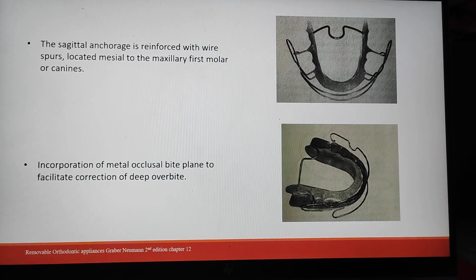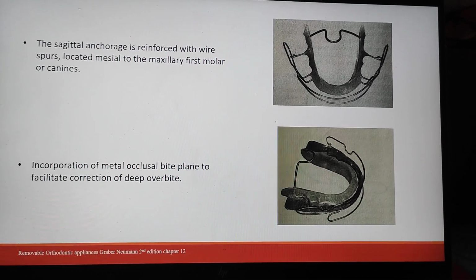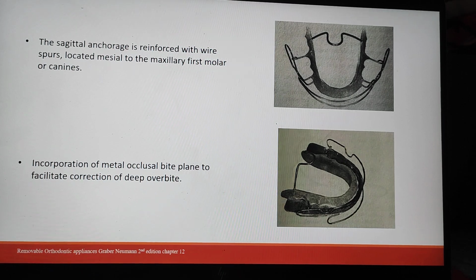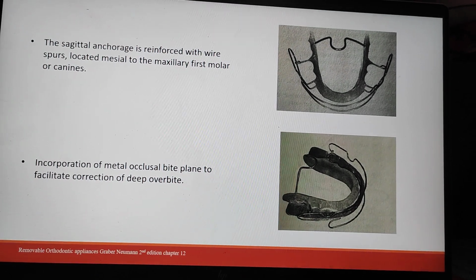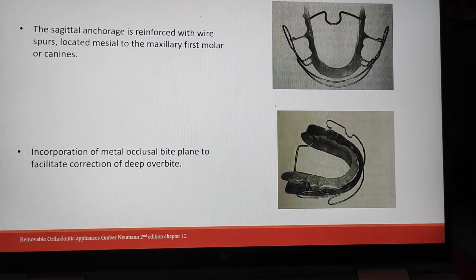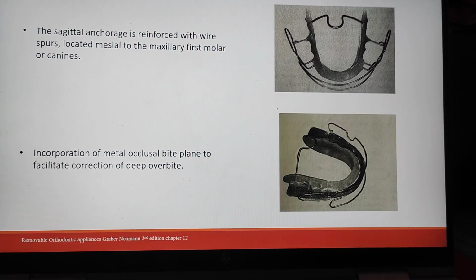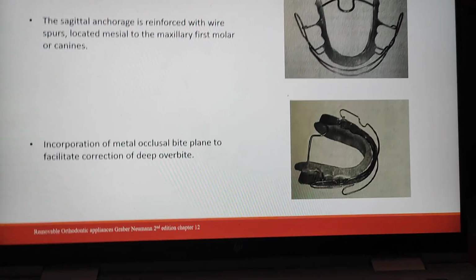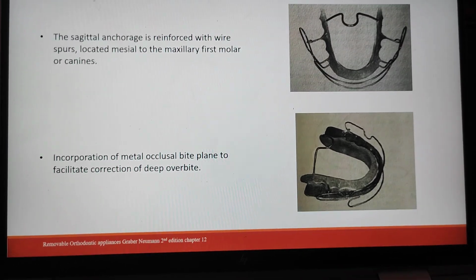Then the sagittal anchorage is reinforced with wire spurs located mesial to the maxillary first molar or canine, which will increase the sagittal anchorage. And the last one is the incorporation of the metal occlusal bite, and this is only given in cases where we need the correction of deep bite cases.